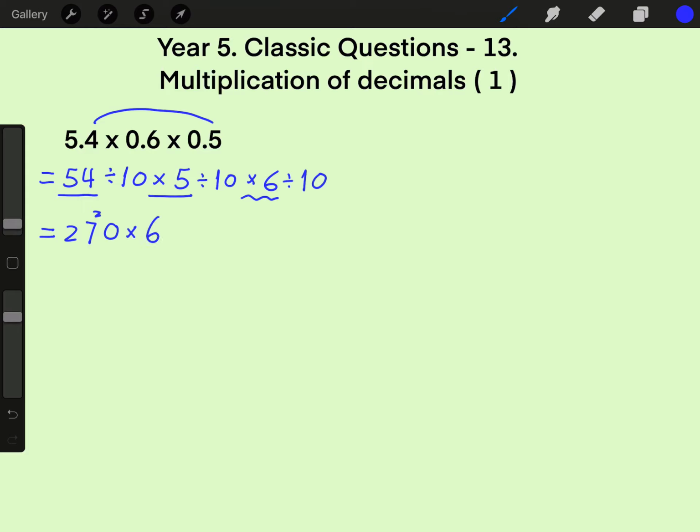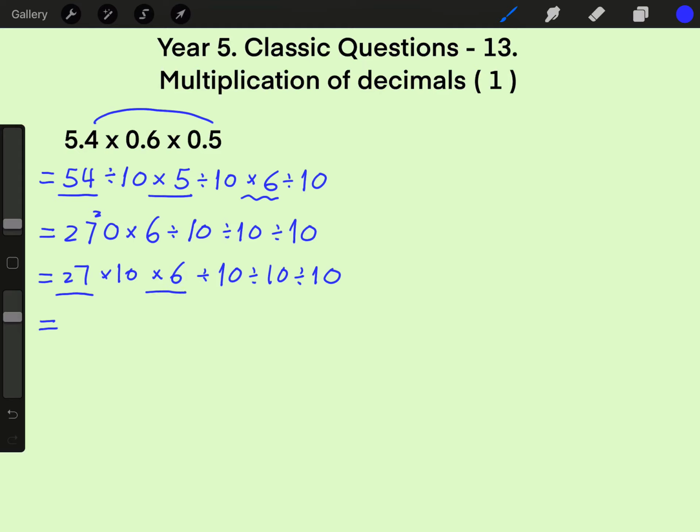times 6, and then divided by 10, divided by 10, divided by 10. 270 equals 27 times 10, and then times 6, and then divided by 10, divided by 10, divided by 10. 27 times 6. 7 times 6, 42. 2 on the 1 digit position and a little 4 on the 10 digit position. And then 2 times 6, 12. Plus 4, 16.